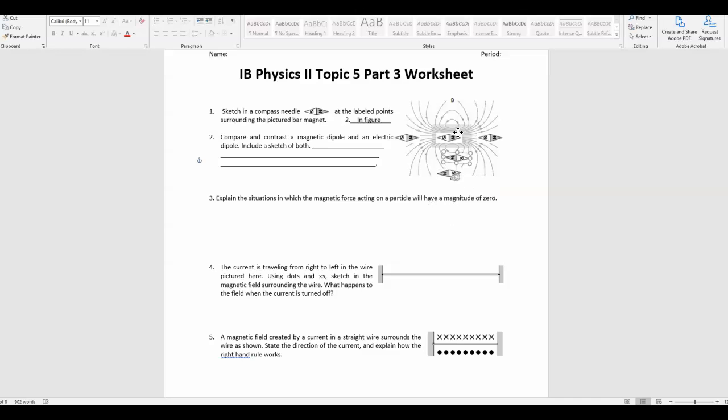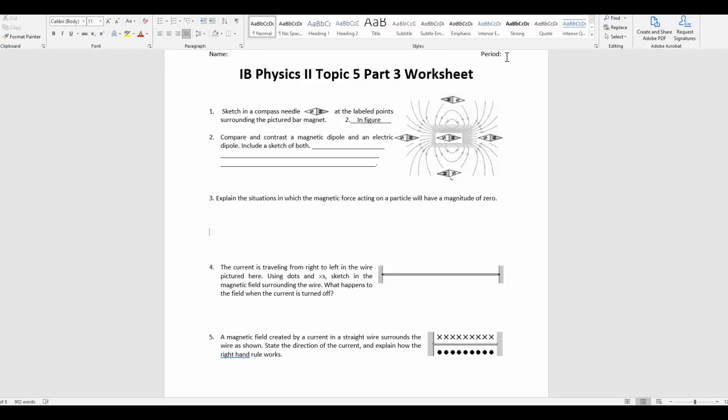By the way, notice that magnetic field lines, unlike electric field lines, never end. They always just loop on each other, so even inside the magnet itself, you still have magnetic field lines. So that would be number 1.